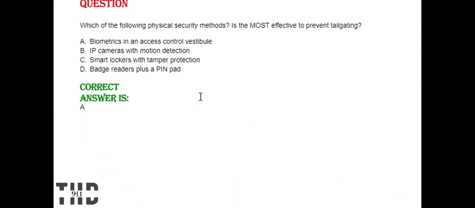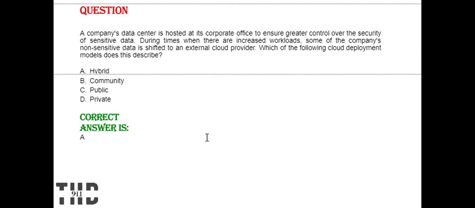Which of the following physical security methods is the most effective to prevent tailgating? Option A, biometrics in an access control vestibule. Option B, IP cameras with motion detection. Option C, smart lockers with tamper protection. And option D, badge readers plus a PIN pad. Option A is correct.